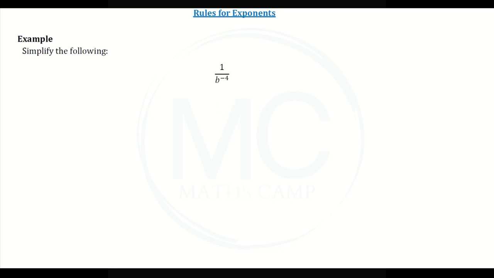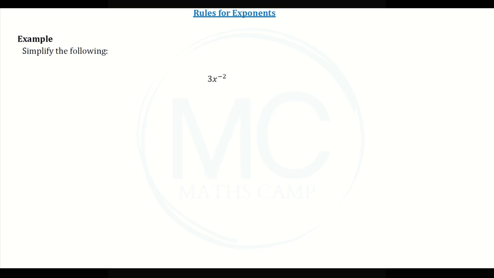In this case, our negative exponent is in the denominator already, so we need to move it to the numerator of the fraction, and we get b to the power of 4 over 1. This is a whole number, so we can write it as b to the power of 4.